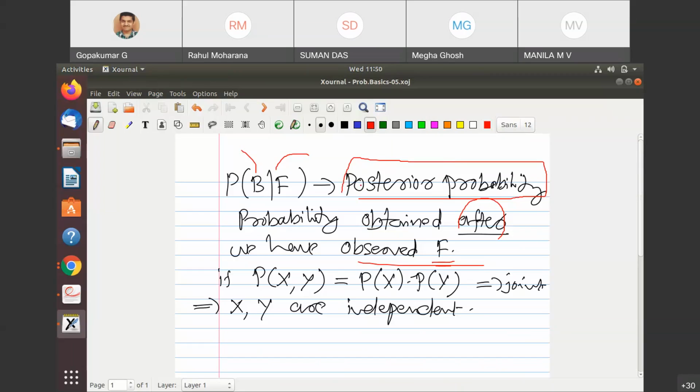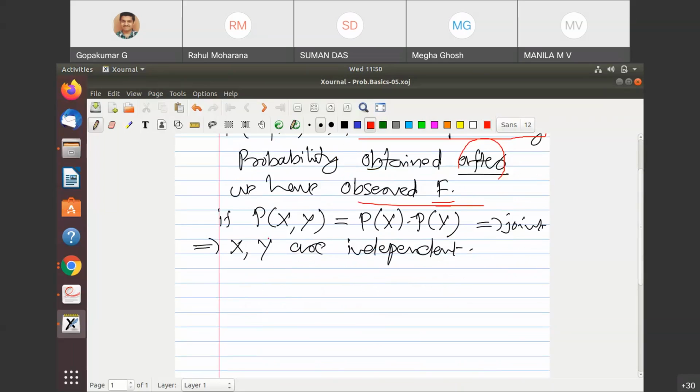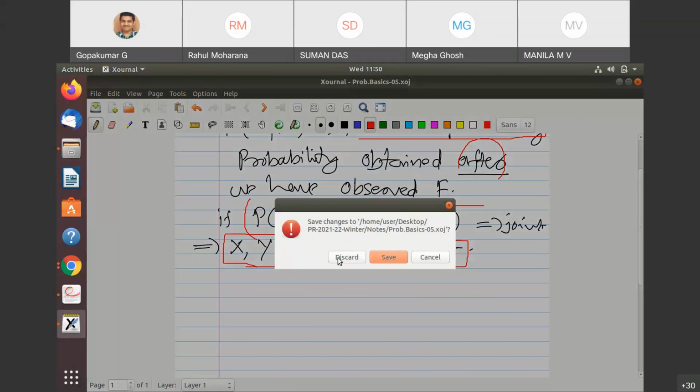Then there is a result. Suppose x and y are two independent random variables. Then we can say that the joint probability value is equal to probability of x into probability of y. These are some of the results and concepts that we should be aware of in order to have a detailed understanding of the further concepts. So that is about the basics.